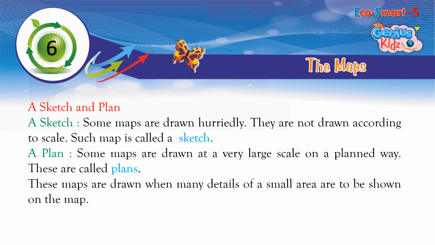A sketch and plan. A sketch. Some maps are drawn hurriedly. They are not drawn according to scale. Such a map is called a sketch. A plan. Some maps are drawn at a very large scale in a planned way. These are called plans. These maps are drawn when many details of a small area are to be shown on the map.